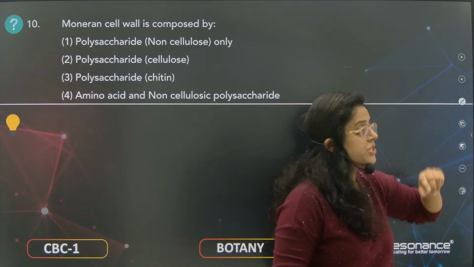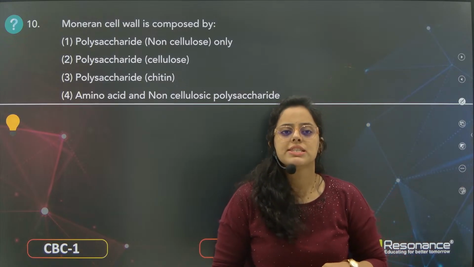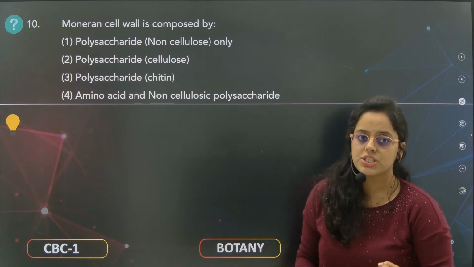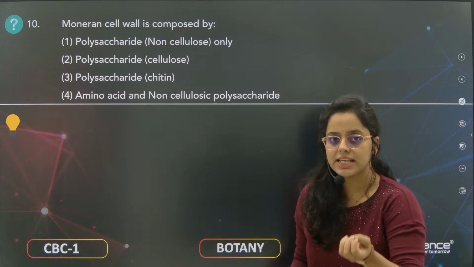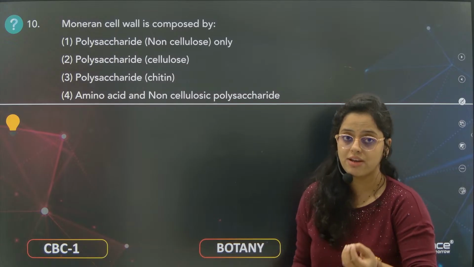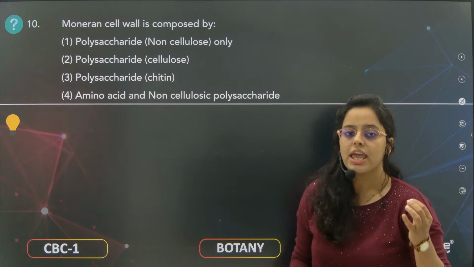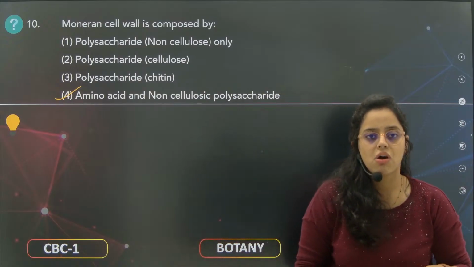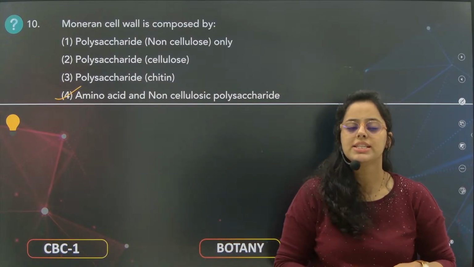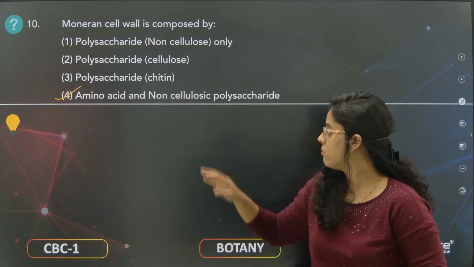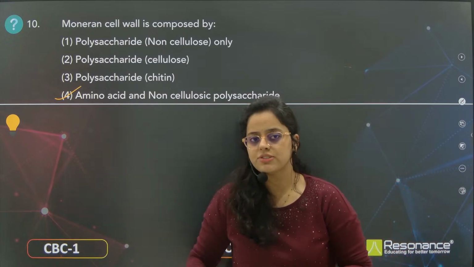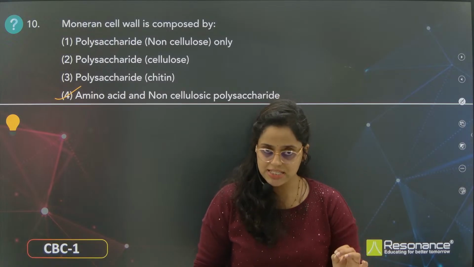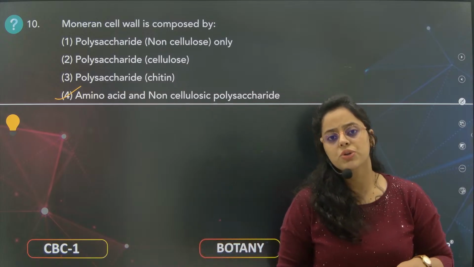Now going to the next question, question number 10. Monera cell wall is composed of. Monera is made up of prokaryotic cells, whose wall is made up of polysaccharides. Which type of polysaccharides? Non-cellulosic polysaccharides and amino acids. So the answer is going to be amino acids and non-cellulosic polysaccharides. It is not just made up of polysaccharides, it is made up of amino acids too. The cell wall of Monera, which means prokaryotes, is made up of amino acids and non-cellulosic polysaccharides.